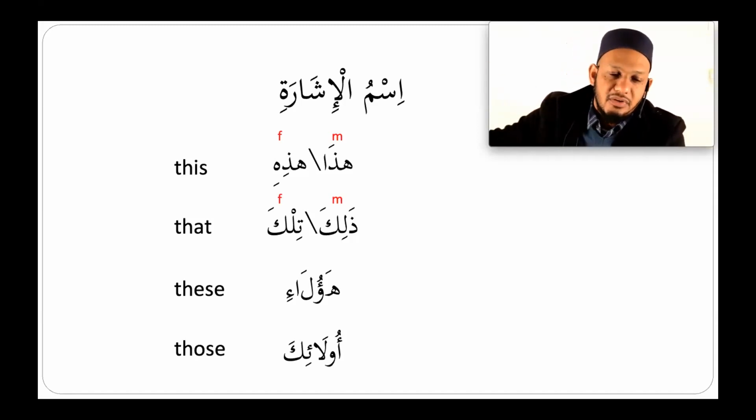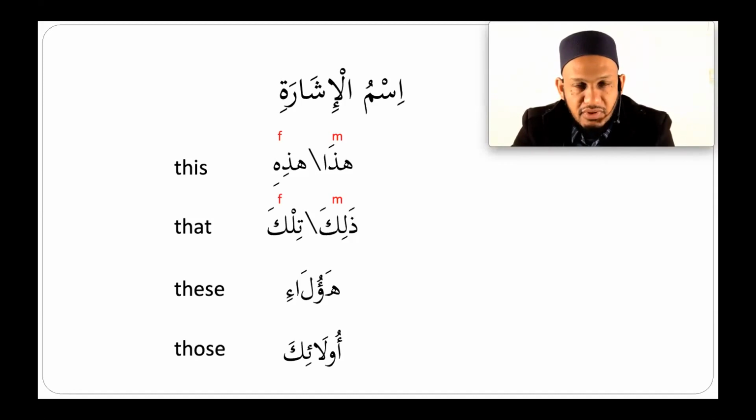Now dhalika is further away, that. Dhalika, that for a male thing, or tilka, that for a female thing, or those for a plural of a non-human thing. So you can say it with me: hadha, hadihi, dhalika, tilka. Again, hadha, hadihi, dhalika, tilka. Last time from memory, hadha, hadihi, dhalika, tilka. And then the next one is ha'ula'i, which means these, referring to a group of people, and ula'ika means those, referring to a group of people.